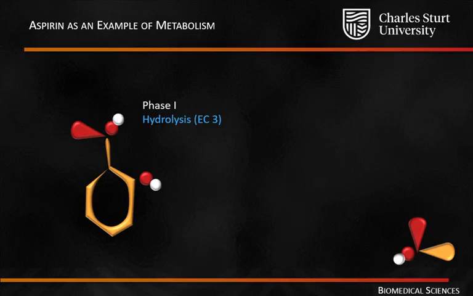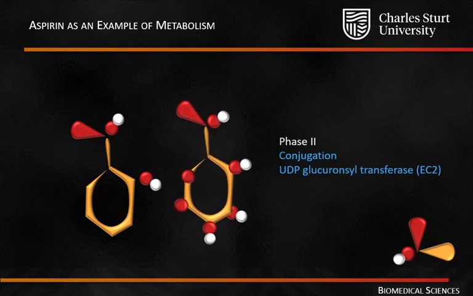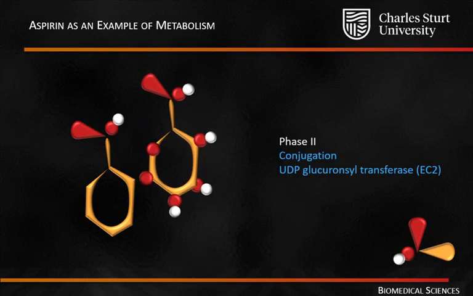And sometimes what a phase 1 reaction will do is it will create a handle for a phase 2 reaction. And so in this example, we've got a conjugation phase 2 example where we have the glucuronic acid being added onto the aspirin or the salicylic acid group now. And so this is done by an enzyme called UDP glucuronyl transferase. So it moves that glucuronic acid and attaches it to the aspirin or the salicylic acid molecule now.